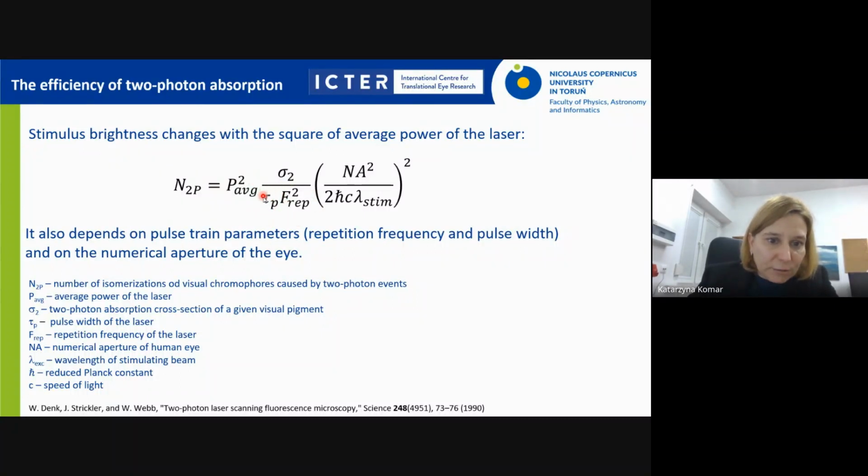I would like to say here that this number of two-photon absorption events also depends on the pulse width and on the repetition frequency. So by changing these parameters of the laser, you can also change the brightness of the two-photon stimuli by, for example, lowering the repetition rate with the same pulse width, or by lowering the pulse width. You can also change the luminance of two-photon stimuli.